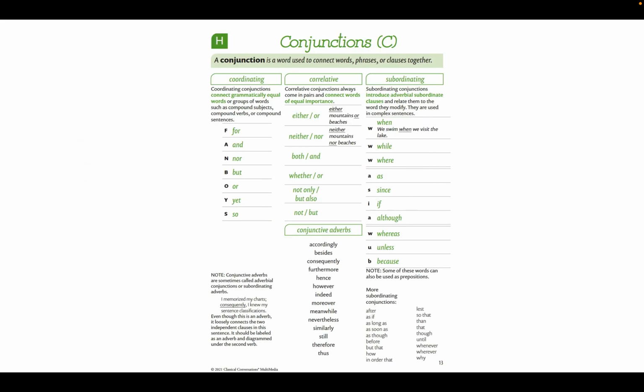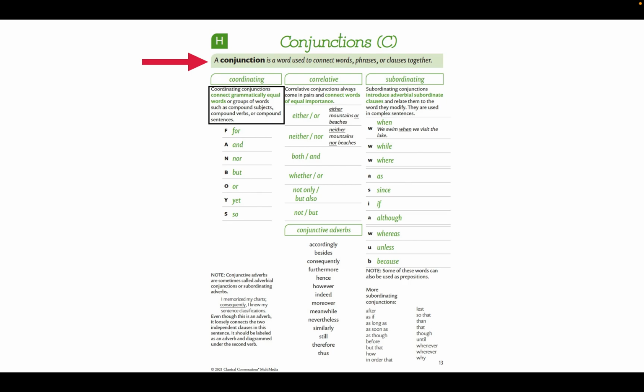All right, let's go to chart H, and we can see right there at the top that we have the definition. And the definition of a conjunction is a word used to connect words, phrases, or clauses together. All right, and when we were talking about the compound sentence, we said that it had a coordinating conjunction. So can you find the definition of a coordinating conjunction? That's right, it's right underneath coordinating. So coordinating conjunctions connect grammatically equal words or groups of words, such as compound subjects, compound verbs, or compound sentences.